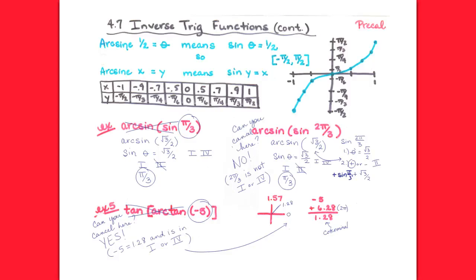Now, you could say that your answer is -5, or you could say that your answer is 1.28. In the book, they say -5. The better answer is probably 1.28 because it's between -π/2 and +π/2, but either one would be fine. All right, look at the next one.